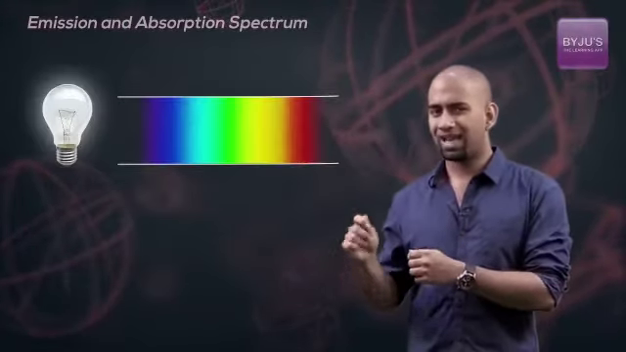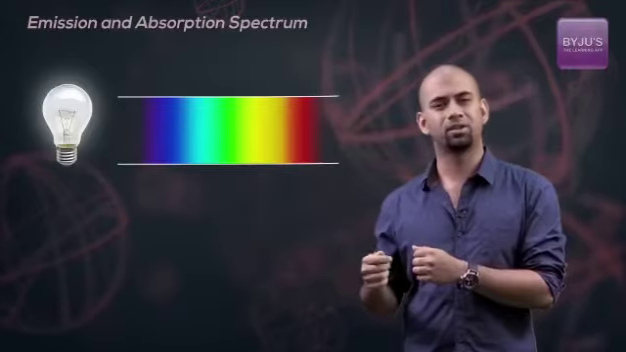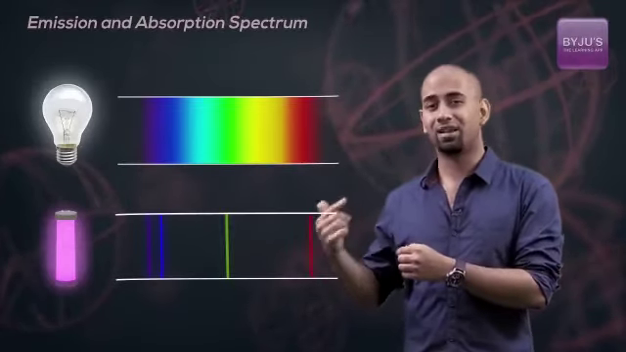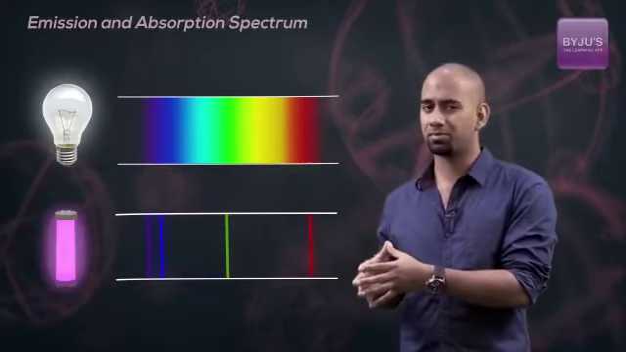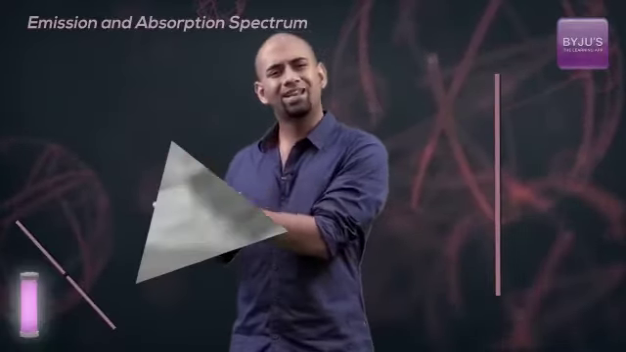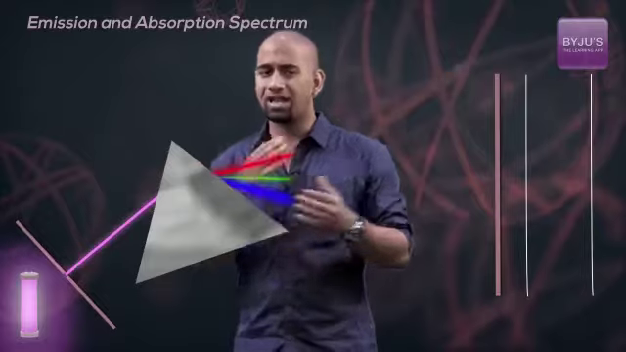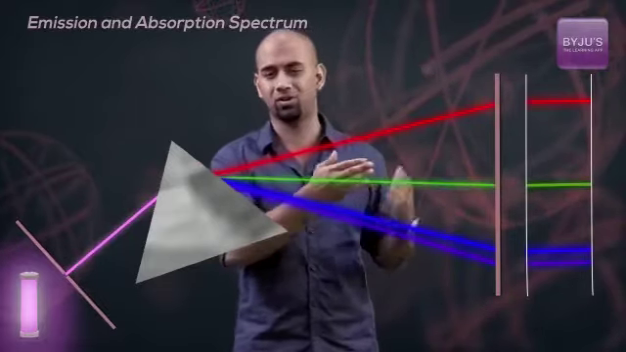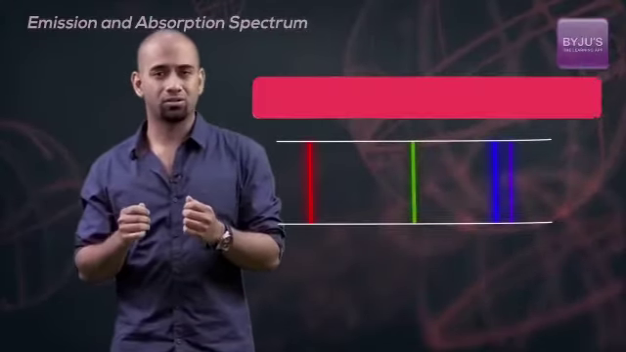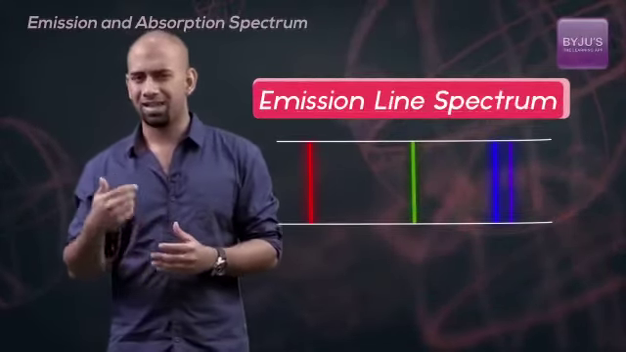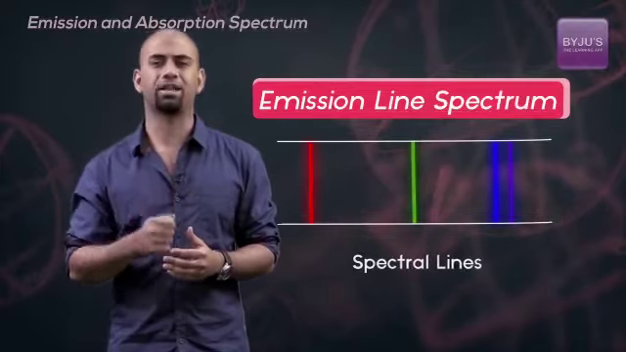In the first case, I heated a solid, a tungsten filament. In the second case, I was heating a rarefied gas, in the case of a mercury vapor lamp or a fluorescent lamp. So when I heat a rarefied gas, I get only a set of wavelengths on my screen. And this spectrum is called the emission line spectrum, and these lines are called spectral lines.